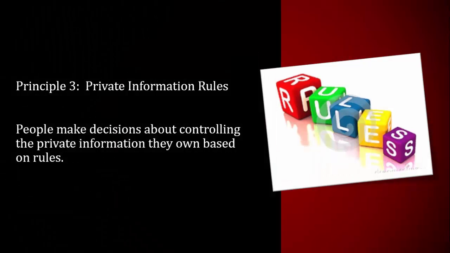Principle 3 is private information rules. People make decisions about controlling the private information they own based on rules. Rule development is guided by people's decision criteria for revealing or concealing private information. CPM theory states that there are 5 decision criteria that are used for developing privacy rules. We're going to look at each criterion in further detail.